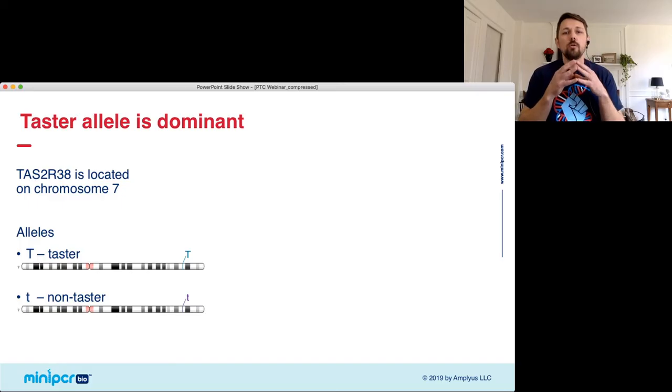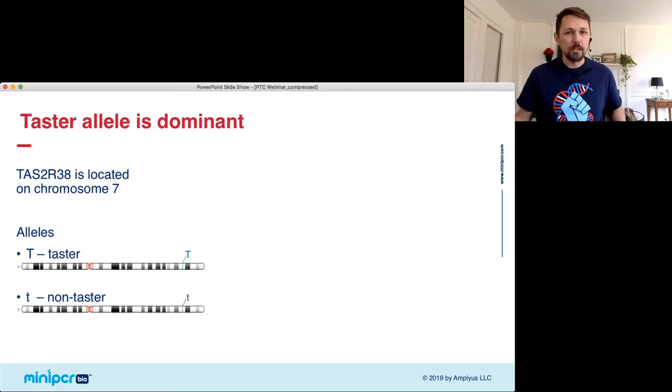Okay, so we do this, one of the reasons that people love this lab, because it teaches classical Mendelian genetics and Mendelian inheritance. So the TAS2R38 gene is located on chromosome number 7. Chromosome number 7 has about 1,000 genes on it, and TAS2R38 is just one of them. It's a pretty small, simple gene, sort of off to one side here. And there's 2 forms of it, right? So we said the big T we're going to call the taster allele, and the little t we're going to call the non-taster allele.